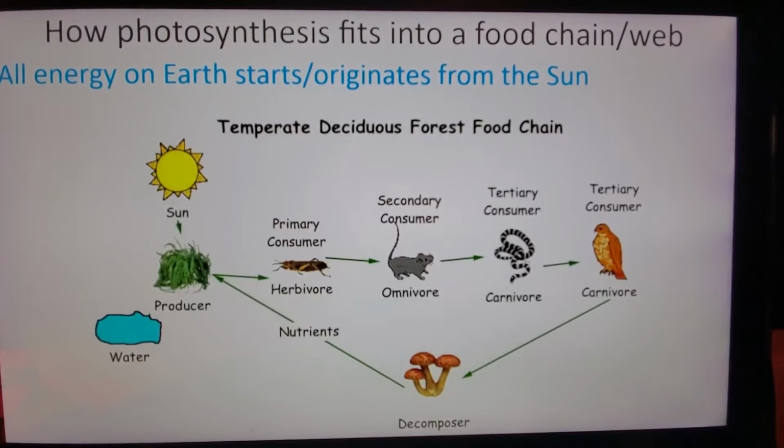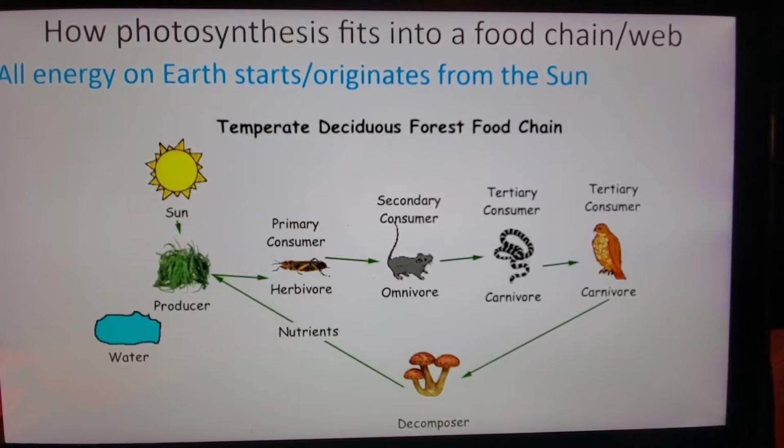So we can see that the sun is passing something on to the producer, which are plants. And plants pass that on to the grasshopper as the primary consumer. So the grasshopper eats the plant and gets energy. Then the mouse eats the grasshopper and passes on its energy to the snake. When the snake gets eaten by the hawk, it takes its energy. And all the energy that the hawk ultimately gets, it's because of animals that it's eaten that ultimately ate the producer.